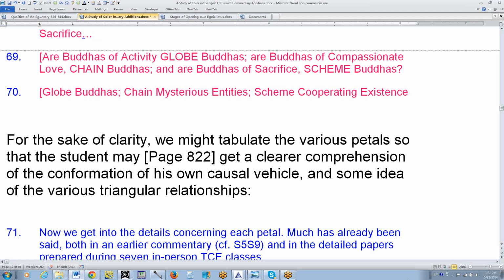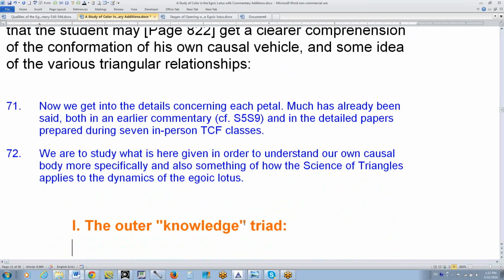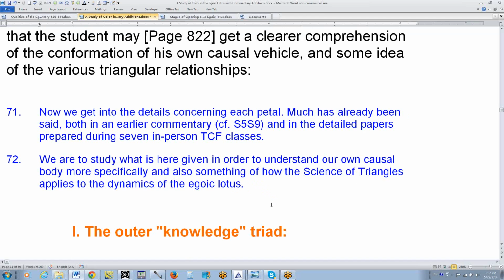And much has already been said, both in the earlier commentary that we took from section 5 and subsection 9, where our work was being done from page 536 to 549, and in the detailed papers prepared during the seven in-person Cosmic Fire classes. Yes, there was a time when seven were operating. So we have to study that which is given in order to understand our own causal body more specifically, and also something of how the science of triangles applies to the dynamics of the Egoic Lotus.